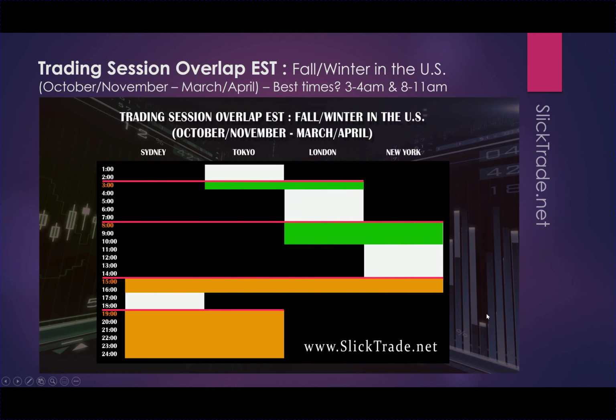So now let's take a look at EST. So EST is fall, winter in the US, and that's from October, November to March, April. Okay. Again, best times are going to be, unless you're a night trader, and depending on the pairs you like to trade too, you'll be looking at the 3 to 4 a.m. here and the 8 to 11 here. And then you'll also be looking at, I would personally avoid this area, but I'll talk about that in the next slide, and your Sydney to Tokyo overlap here, okay?